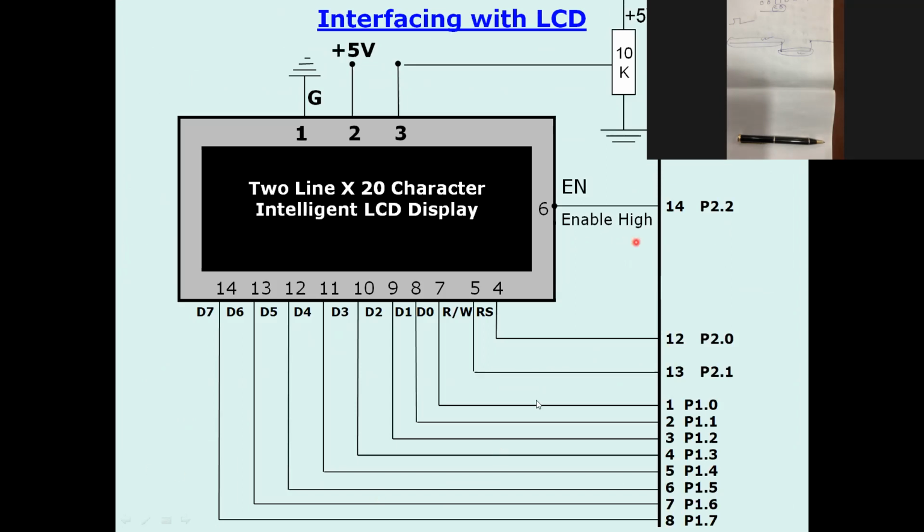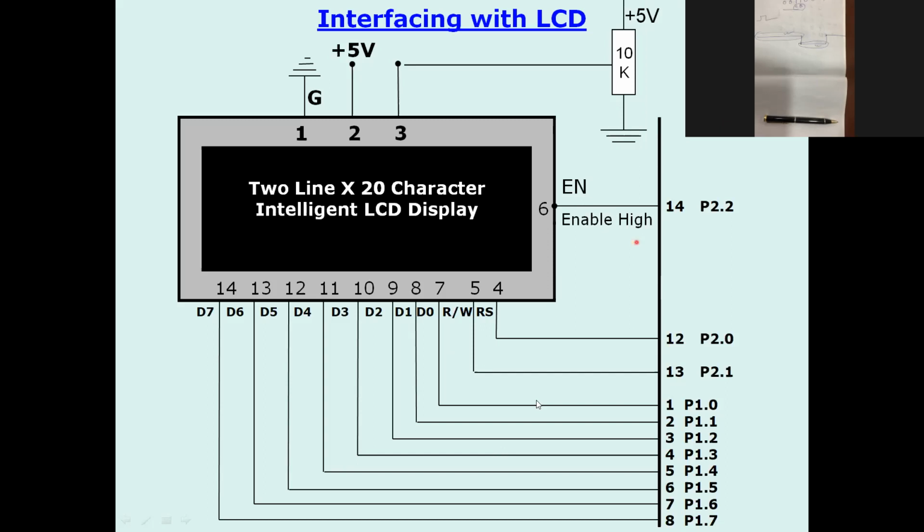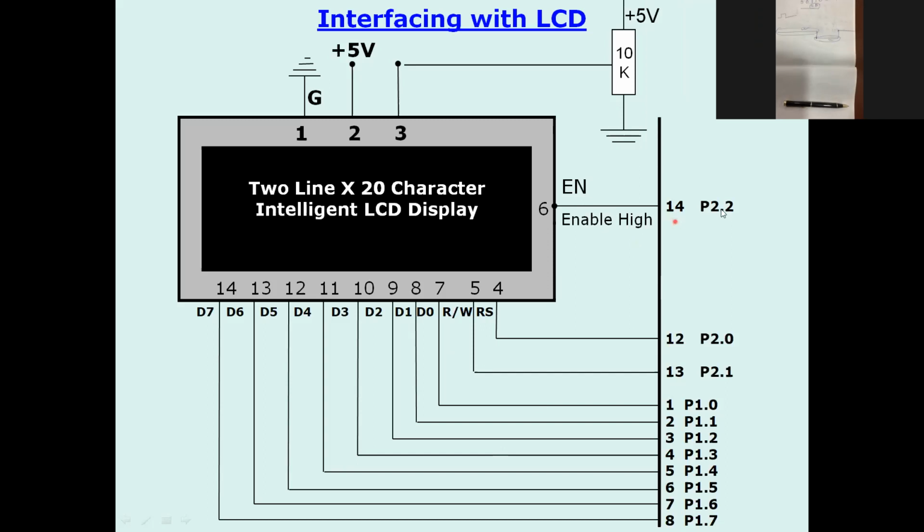Listen very carefully. It's very important, because nowadays LCD interfacing is a requirement in any project. First, pin number 1 is connected with ground. Pin number 2 is connected with plus 5 volt for the LCD. This LCD is a 2-line, 20-character display. There are 2 lines, and every line has 20 characters, right?